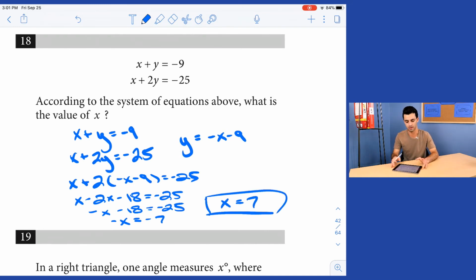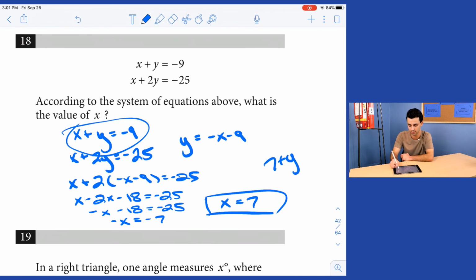X equals 7. But if we wanted to know what y equaled, we would plug that into one of our original equations. We can plug that into this original equation right here. So we have 7 plus y equals -9, and therefore y would simply equal -16. If they asked you for y, it would equal -16, but the question asked for x, and that answer is simply 7. And there you have it.